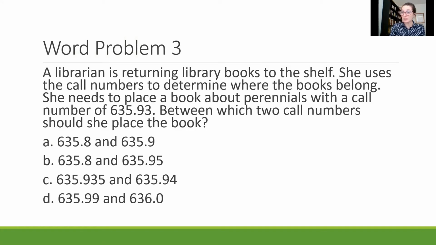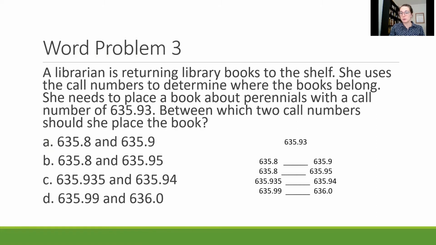This is a really practical question, as many of us have been to a library and have seen this system before, and you may need to figure out where to put a book back on the shelf after you get it off. So in here, we really only have one number, and that's our 635.93. And the information that we need to use is where do we put that number in between these other numbers? Where does it fit? So to me, the easiest thing to do would be to lay it out in a way where we can see how all these numbers would fit together.